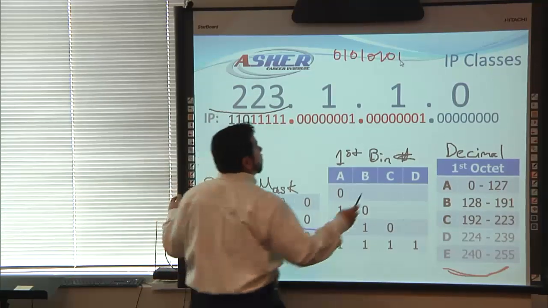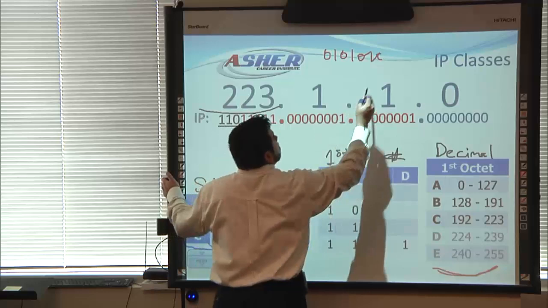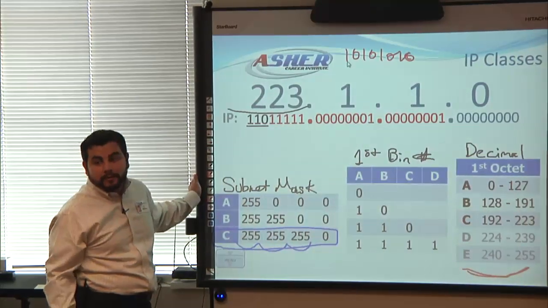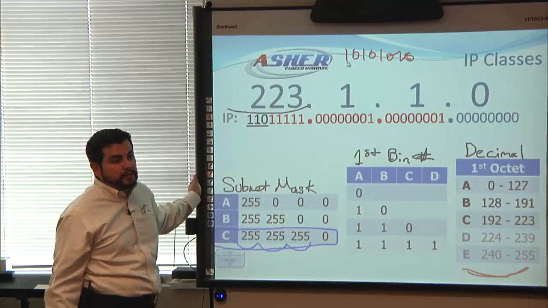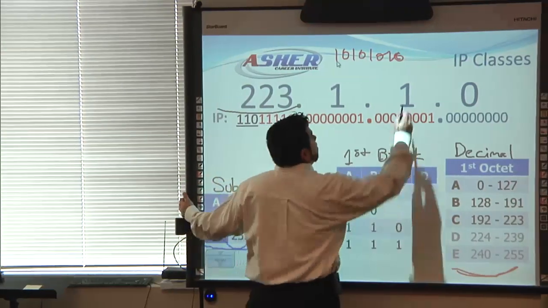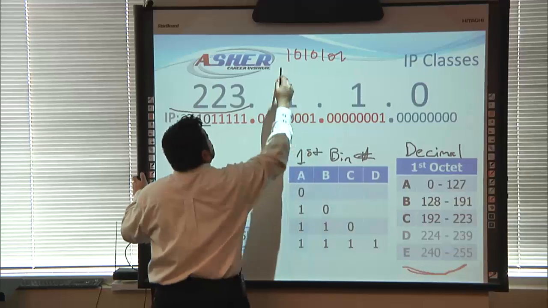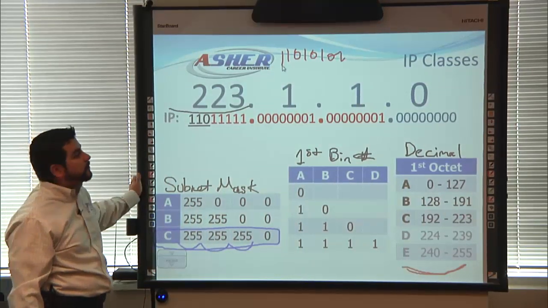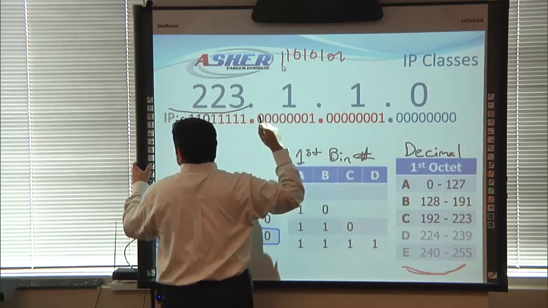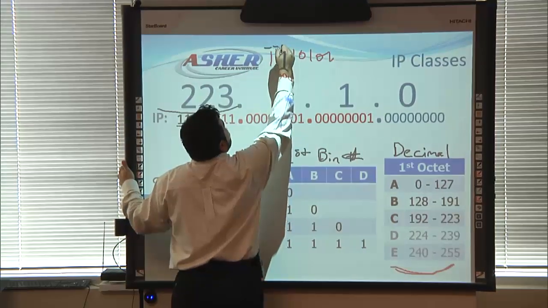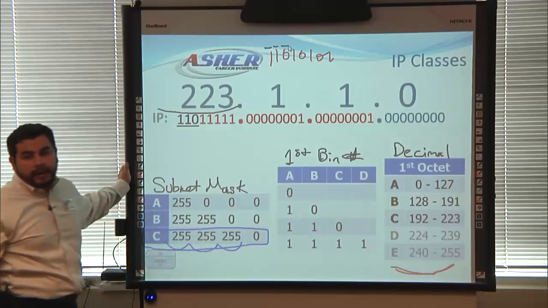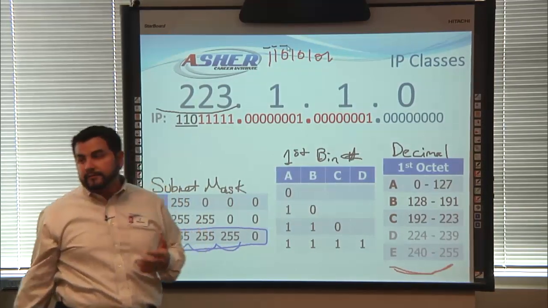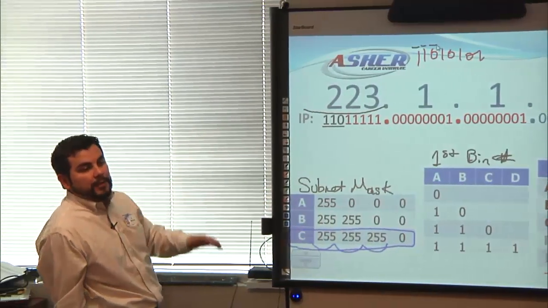For instance, if this was this, now what is it? It's a B. Now it's a B because the first 0 is in the second slot. And then finally, if this was this, Class C, because the first 0 lies in the third slot. So wherever the first 0 lies, A, B, or C, you know what address that is. Okay? And then the subnet mask would be the real deciding factor on telling the IP address what kind of IP address it is.